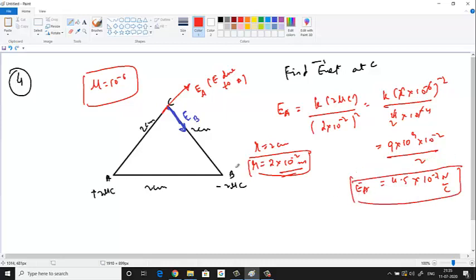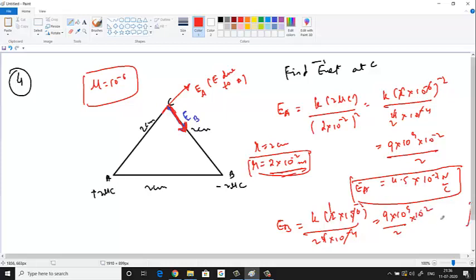What about the value of EB? The same value you'll get, just the direction will be opposite. How? K into 2 into 10 power minus 6, 2 microcoulombs, but negative. That is why I've already chosen the direction, downwards, so here you should not put the sign. So k into q by r square, again r is 2 into 10 power minus 2, so r square will become 4 into 10 power minus 4. 2 ones are 2s, this will become 10 power minus 2. K is 9 into 10 power 9 by 2 into 10 power minus 2. This will become 10 power minus 7, and this will also become 4.5 into 10 power minus 7 Newton per coulomb.